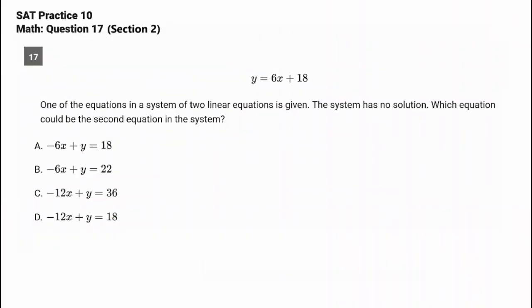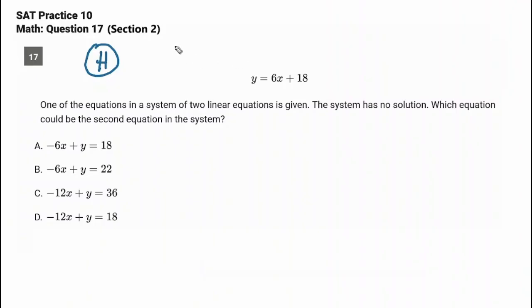We're on SAT Practice Test 10, Math Section 2, Question 17. What's the level of difficulty here? It's hard. Got an equation. One of the equations in a system of two linear equations is given. The system has no solution. Which equation could be the second equation in the system?